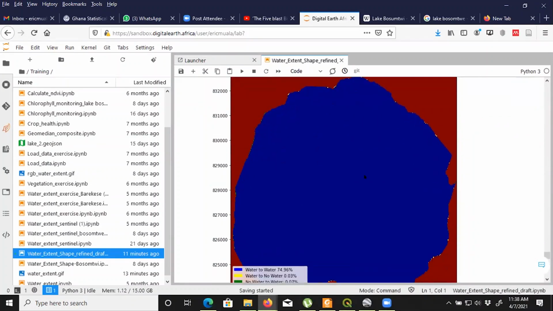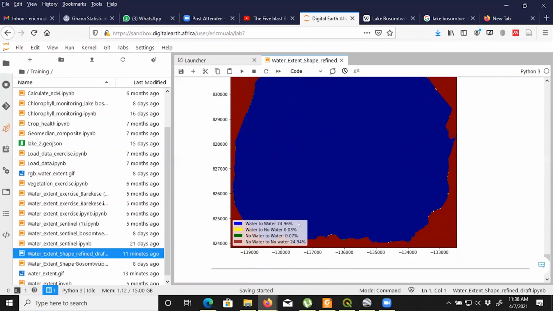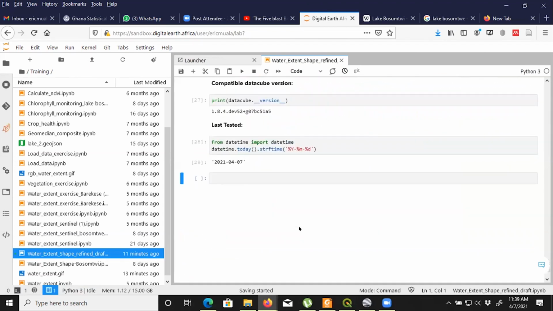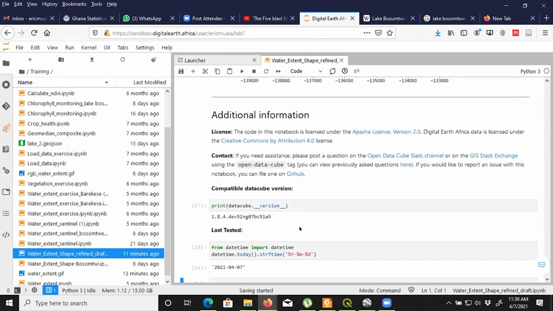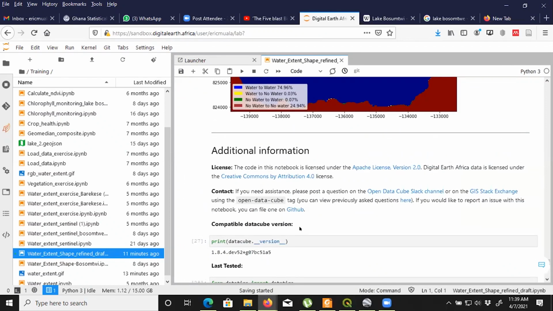So in general, if you plot it and look at the graph here, water to water, most of the time it was 75%. Then water to no water, very minimal. But if you calculate it in terms of the area, I think it should be around 1,004 meters cubed. So in summary, this is what I ran using the Sandbox to determine the water extent of Lake Bosomtwe. Thank you very much.